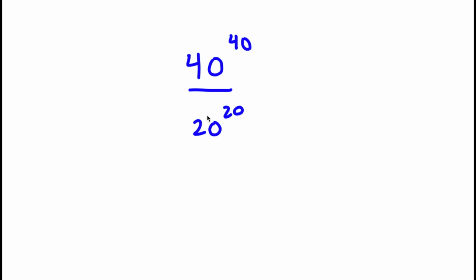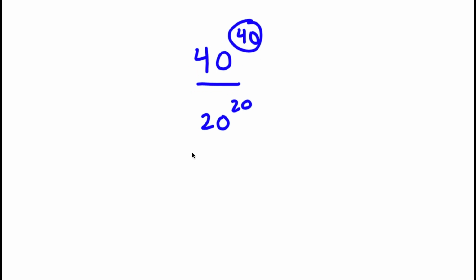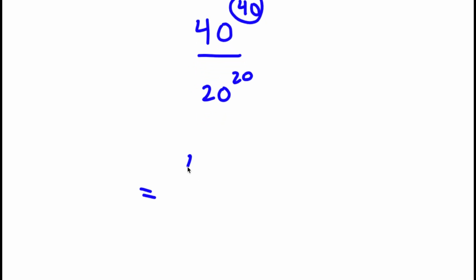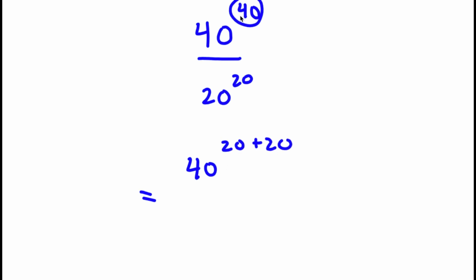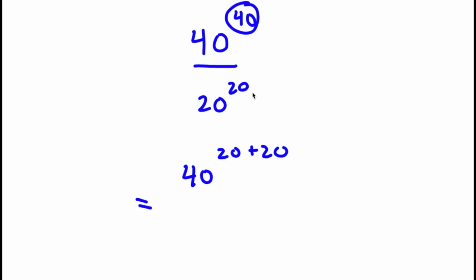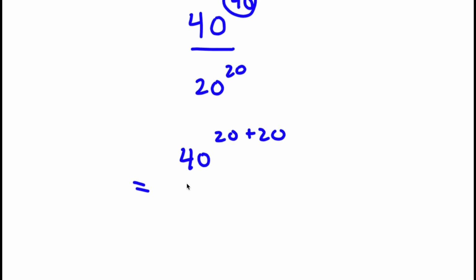Alright, so in this problem, I have 40 to the power of 40 over 20 to the power of 20. To solve this problem, I'm going to first rewrite my exponent 40 as 20 plus 20. So now I have 40 to the power of 20 plus 20 over 20 to the power of 20.